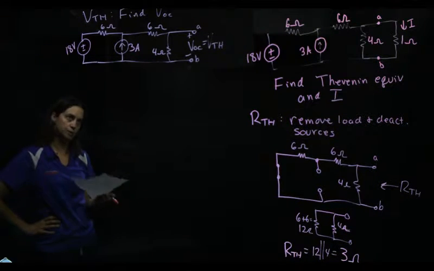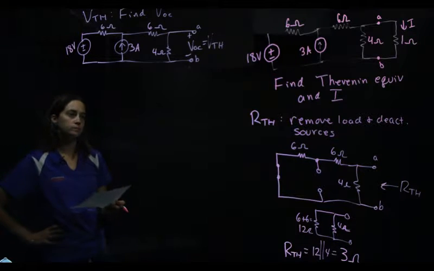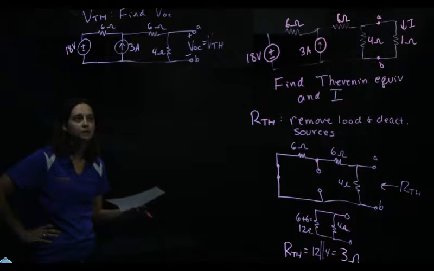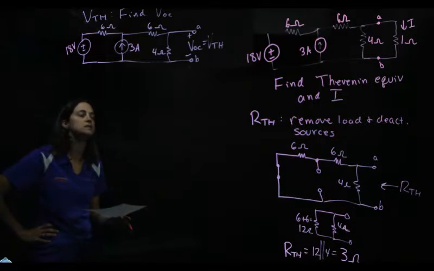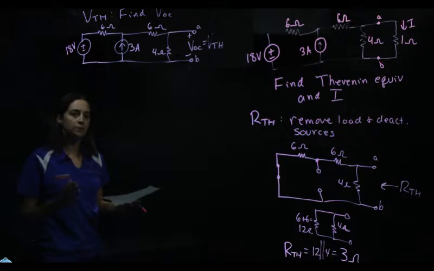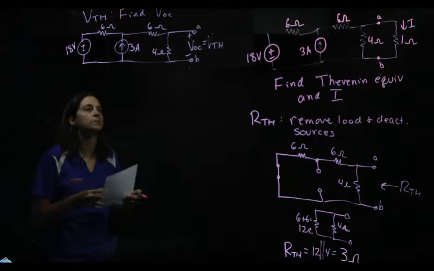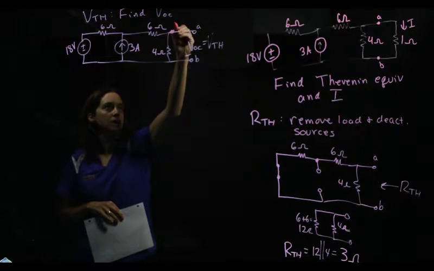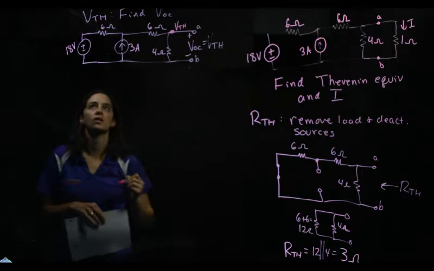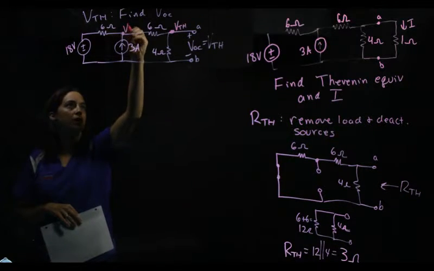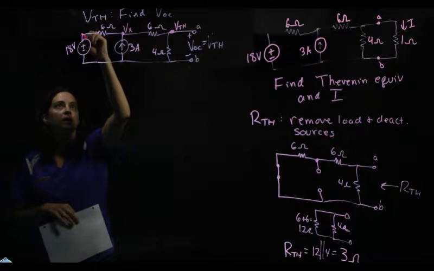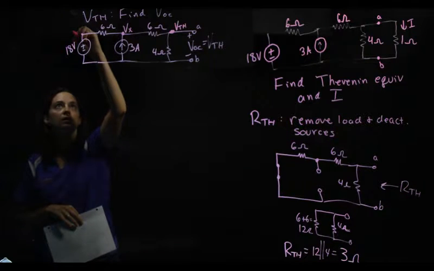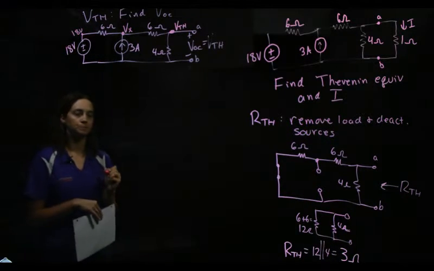Now, we have options, right? We can do mesh, we can do nodal. You could do superposition, though that would be completely unnecessary. I like nodal when we're trying to find a voltage because your answer is the voltage and you're done. So since V Thevenin is right here, that means this voltage we can call V Thevenin. Let's go ahead and call this Vx. And we don't need to call this one anything because we know the voltage there. That's a case 1. We have 18 volts right there.